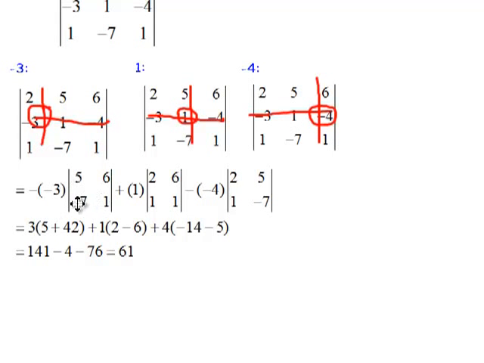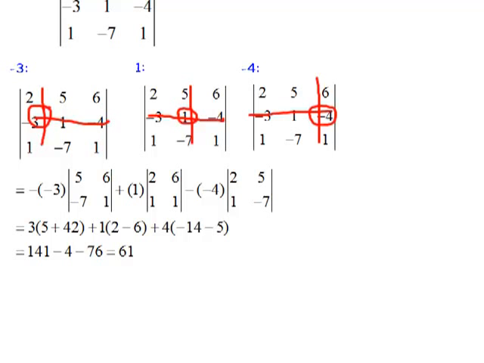So 5 minus a -42 will be 5 plus 42, which is 47 times 3 is 141. 2 times 1 is 2 minus 6, so it's a -4 times a 1 is a -4. 2 times -7 is a -14 minus a 5, so it'll be -19 times a +4, so it'll be -76. So 141 minus 4 minus 76 is 61.